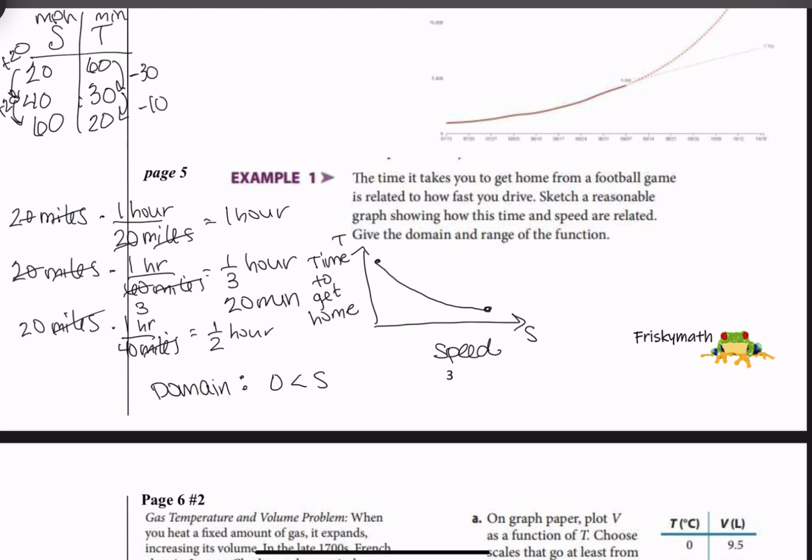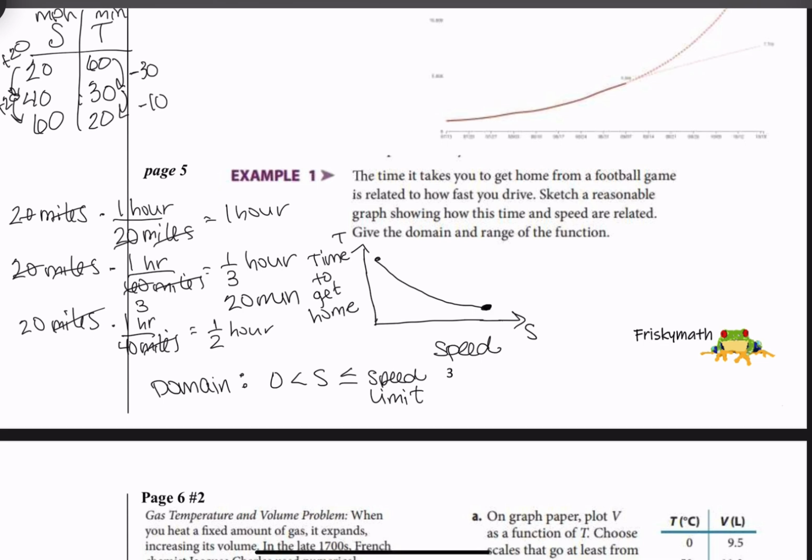But let's say that just to be on the legal side, it needs to be less than or equal to whatever the speed limit is. How about that? Okay, now let's figure out the range.